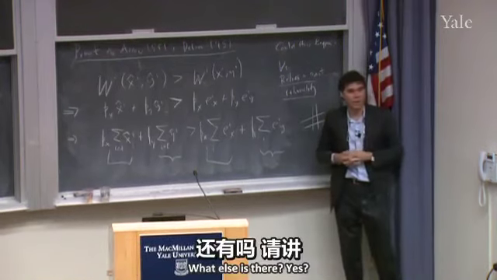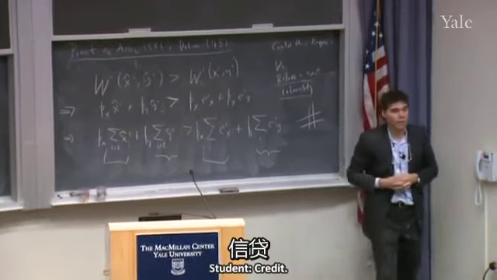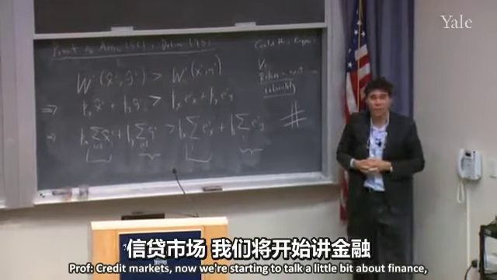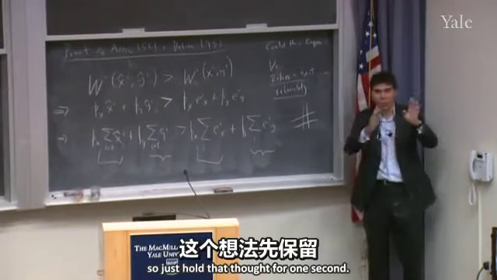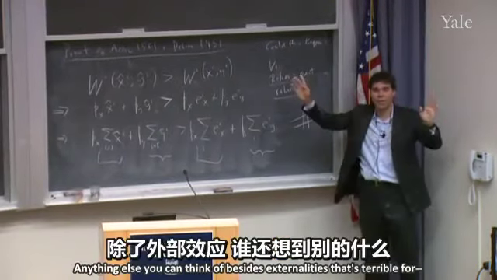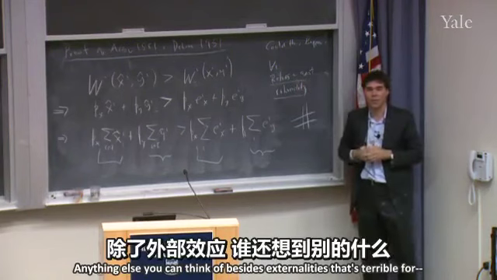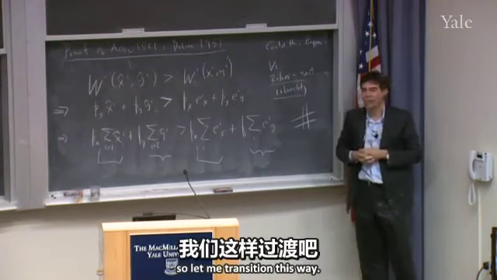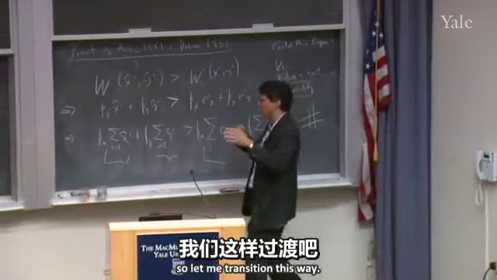What else is there? Yes? Credit markets? What? Credits? Okay, credit markets. All right, now we're starting to talk a little bit about finance. So just hold that thought for one second. Anything else you can think of besides externalities that's terrible for... Okay, so, all right, so let me transition this way.